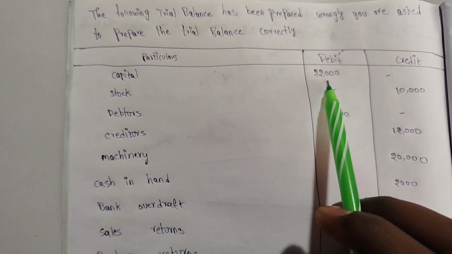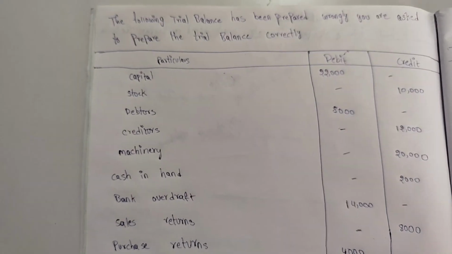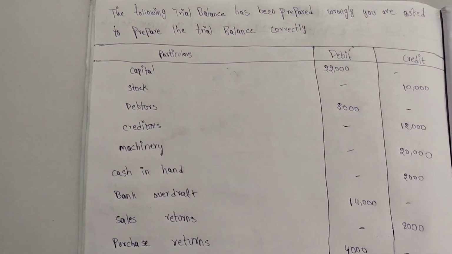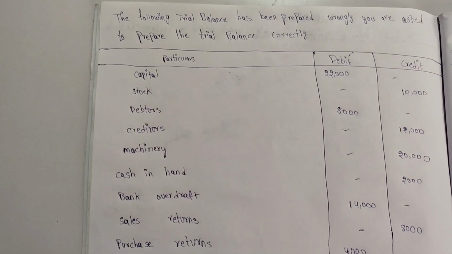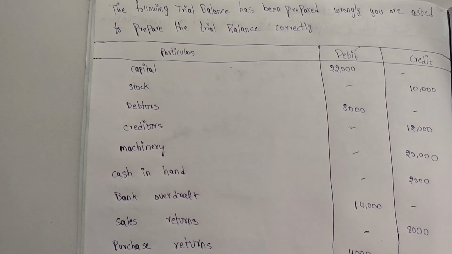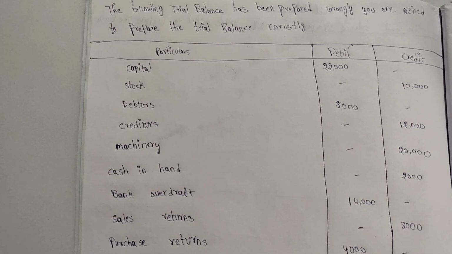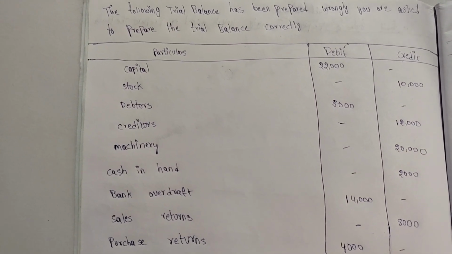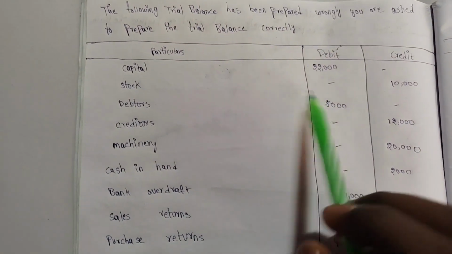Capital 22,000 debited. Actually, capital is a liability as per the business entity concept. Business is separate and owner is separate. For the owner, it is an investment, and for the business, it is a liability. Business is an artificial person, created by law. So for the business, it is a liability. For the owner, it is an investment. So, capital is a liability.